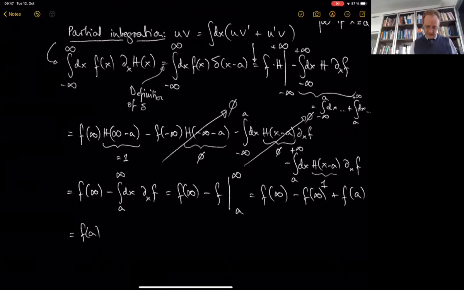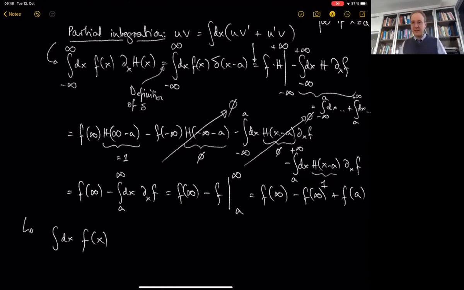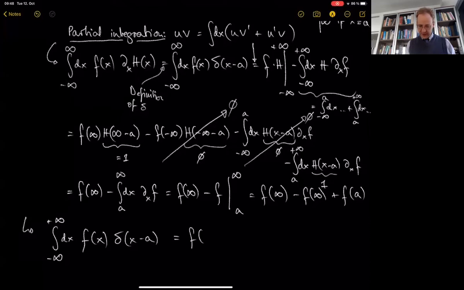So let me write this again. The integral dx of some function of x, doesn't matter which one, could be your wave function, with delta of x minus a, from minus infinity to plus infinity, so over the entire range where your electrons live, will spit out your function at the position a.